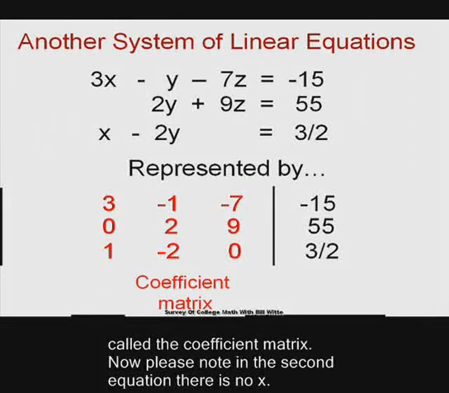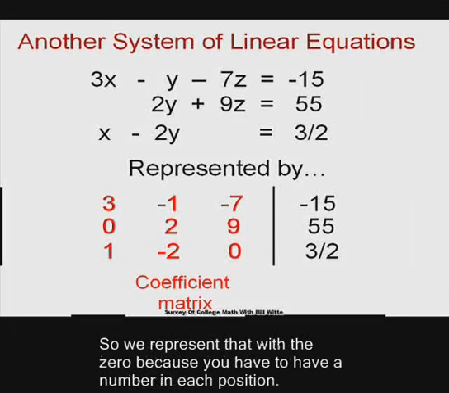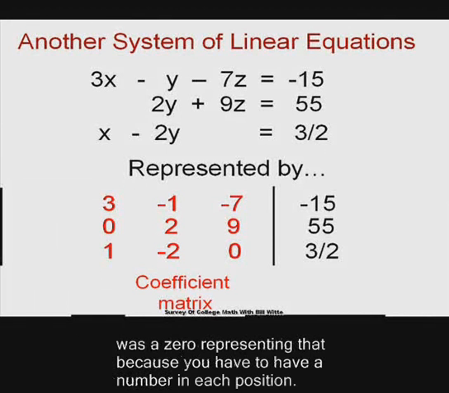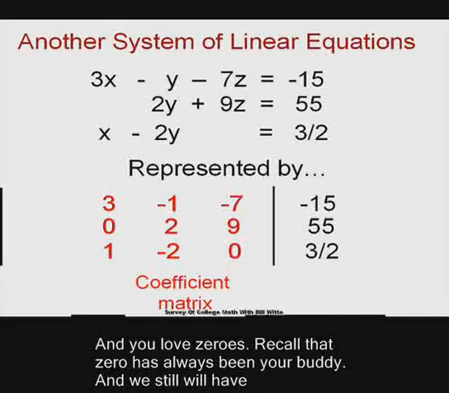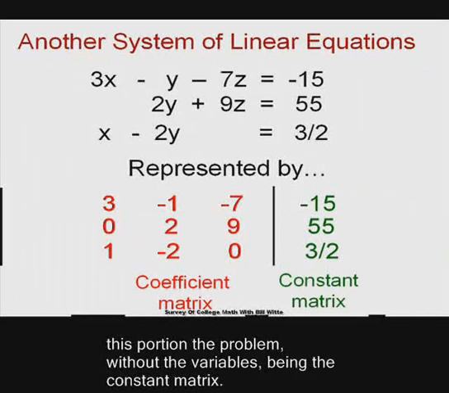Now please note, in the second equation there is no x. Well, there really is an x, it's just a 0x and it wasn't written. So we have to represent that with a 0. You have to have a number in each position. And in the third equation there was no z. There again, as you can see, there was a 0 representing that. You're going to love zeros. Remember, 0 has always been your buddy. And we still have this portion, the portion without the variables, being the constant matrix.